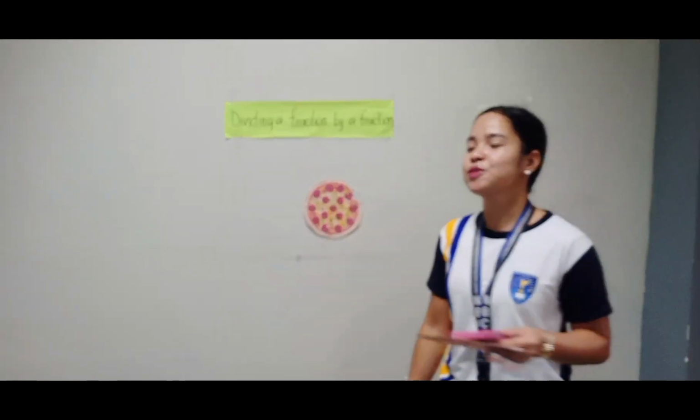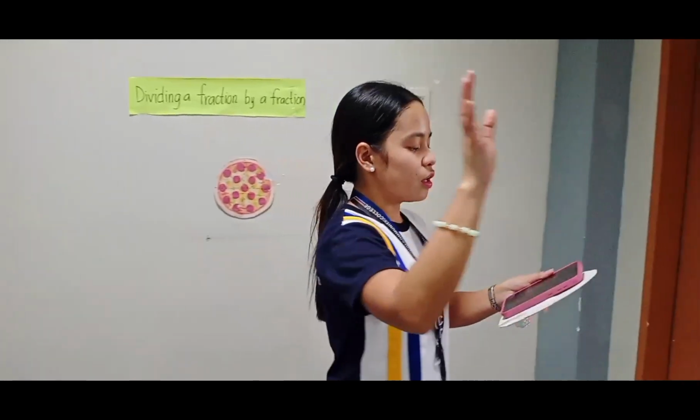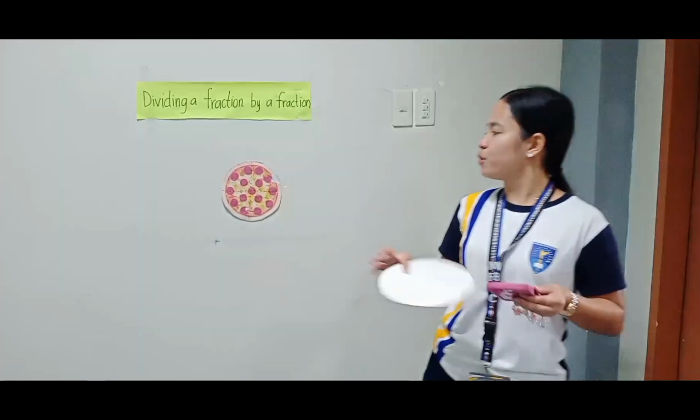Before we start, I will divide you into three groups: group 1, group 2, and group 3. I will give you 2 pizzas. Imagine you have 2 whole pizzas and you have 3 friends. How are you going to divide the 2 pizzas if you have 3 friends but only 2 pizzas? Are you ready to start? Is there any question, class? Clarification? If not, you can start your activity.